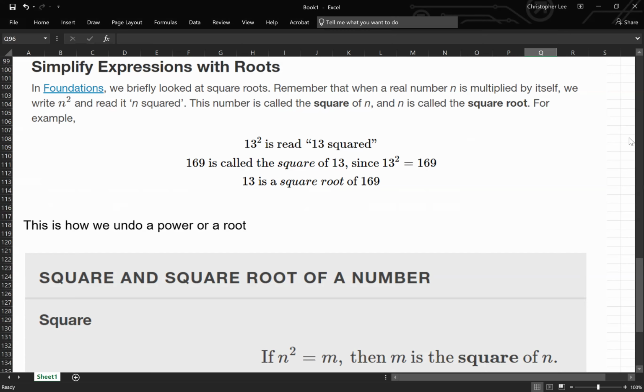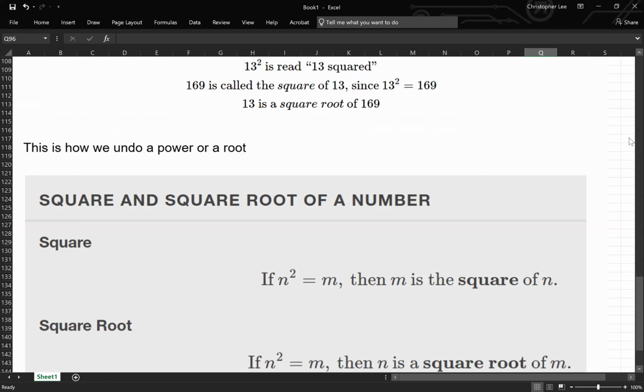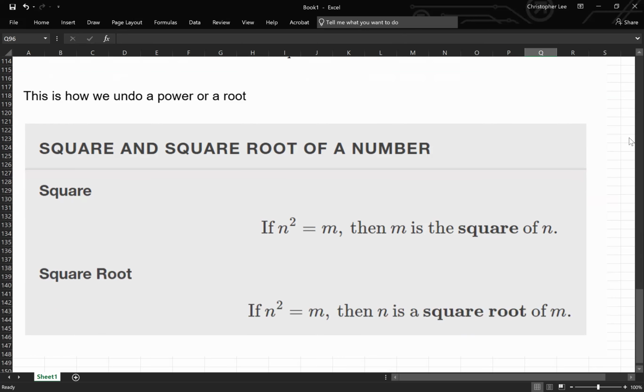So for example, 13 to the second power, 13 squared, is read 13 squared. 169 is called the square of 13, since 13 squared is equal to 169. 13 is a square root of 169. So this is how we undo a power or a root. Here's the sauce right here, what we're doing today.